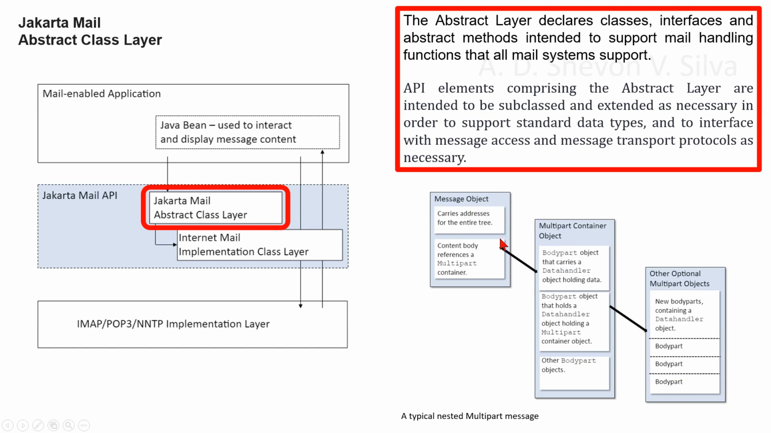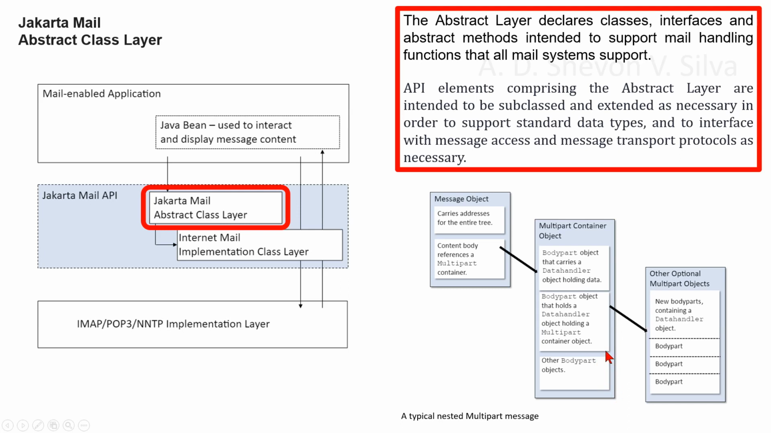Here you can see the message carries addresses for the entire tree, and the content body references a multi-part container inside the message object. The content body references a multi-part container, which is connected to a body part object that carries a DataHandler object holding data, another body part object that carries a DataHandler object holding data, and a body part object that holds a DataHandler object holding a multi-part container object, and other body part objects are inside the multi-part container object.